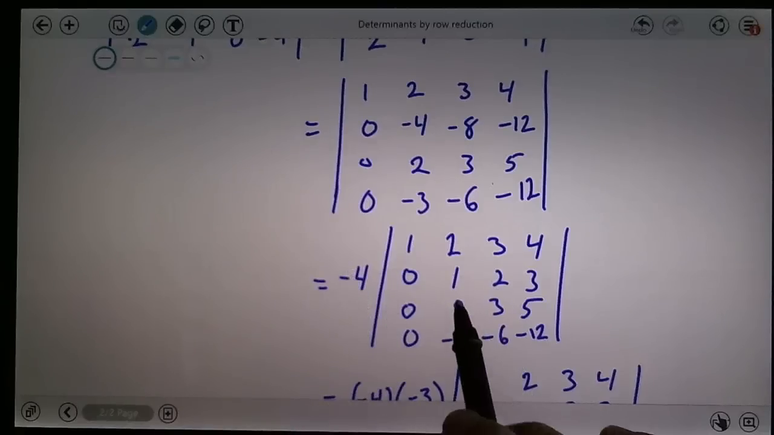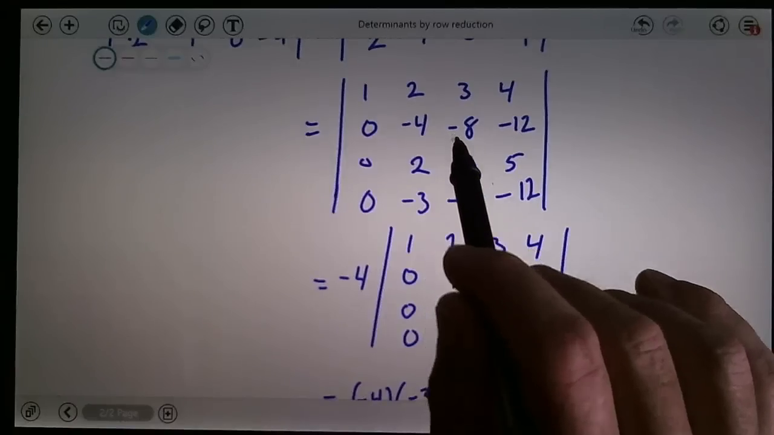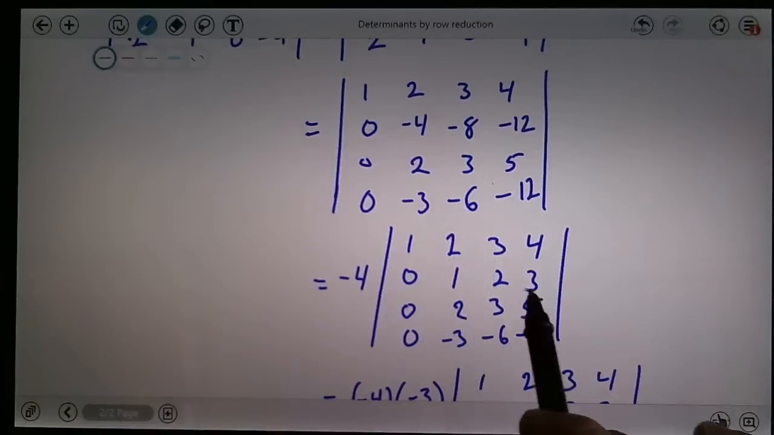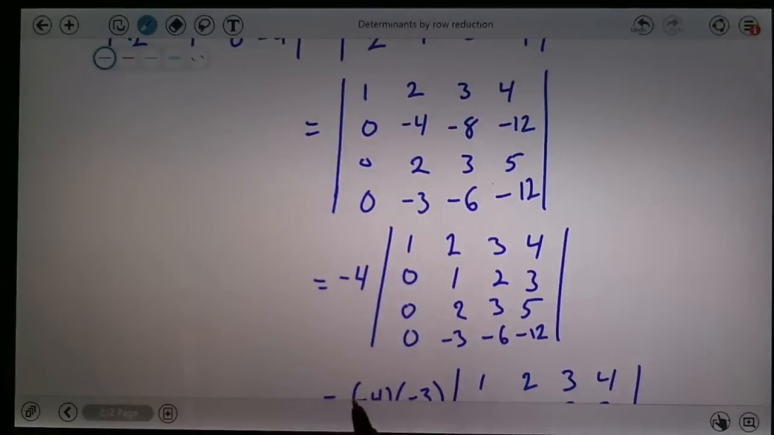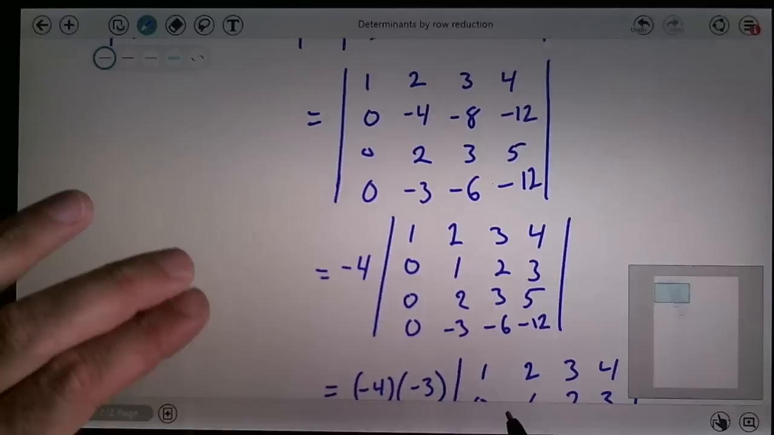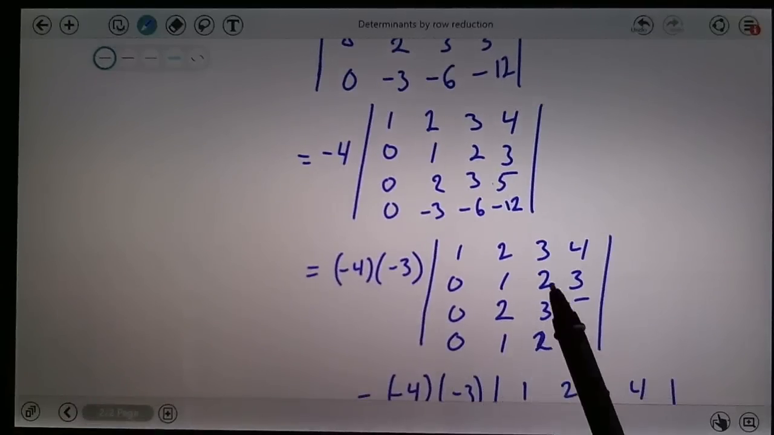Well, the negative 4 just comes out in front. That is, if I look at it this way, this matrix right here was obtained from this one by multiplying this row by negative 4. So this determinant is negative 4 times this determinant. So you factor out that negative 4, it goes out in front. Likewise, I want to factor out this negative 3 right here. I don't have to do that, but I'm choosing to just because it makes my calculations easier later.